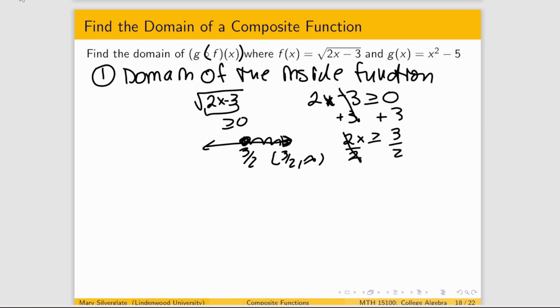Now we want to see if there are any further restrictions on the domain from our new composite function. So now let's look at our new composite function.